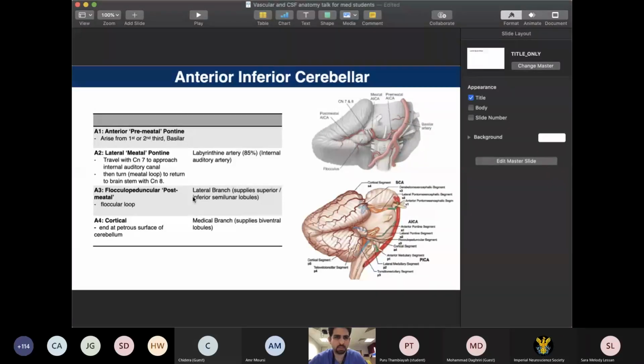So I've mentioned the ICA already. Again, there are 4 segments, and it's now more linked to the internal acoustic meatus. So you've got this pre-meatal pontine section, lateral meatal pontine section. That's where your labyrinthine artery comes off of. And then the flocculus, which is an anatomical landmark next to the 7th and 8th cranial nerves. And then again, you've got cortical branches supplying the medial ventral part of the cerebellar hemispheres.